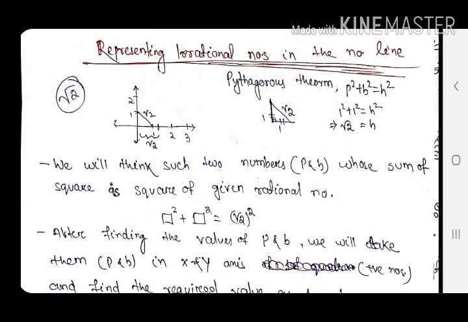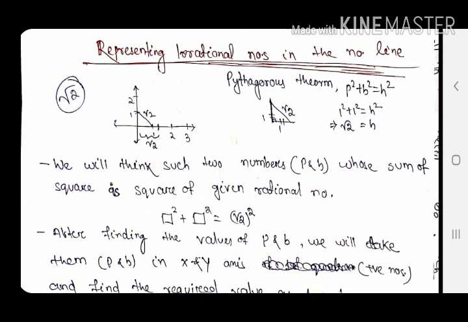Similarly, root 5 means the sum of two numbers should be 5. So the sum of two numbers here may be 4 plus 1. 4 is 2 square, 1 is 1 square. So 2 and 1, if I take them as p and v, I will get 5. That means root 5. You will say, sir, 3 plus 2 is also 5. Yes, very good, correct. So 3 is whose square? Root 3 square. 2 is whose square? Root 2 square. So I can take 3 plus 2, but it will be complicated.